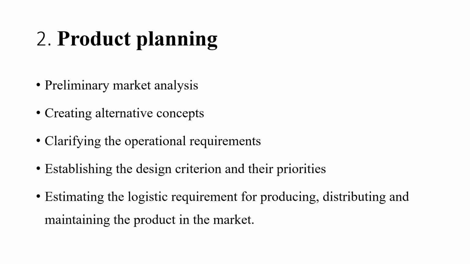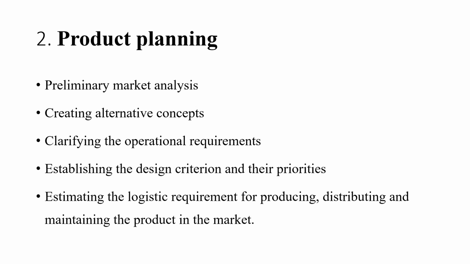Second thing, creating alternative concepts. Whenever the manufacturer is producing the product, he must have an alternative concept, because if the product doesn't perform well, he must have an alternative concept to improve the performance of the product. Next one is clarifying the operational requirements. We must have clarity about the raw materials and the measurements of the materials while producing the product. All these things we must have clarity.